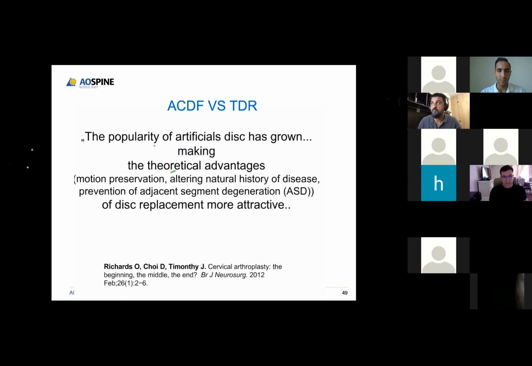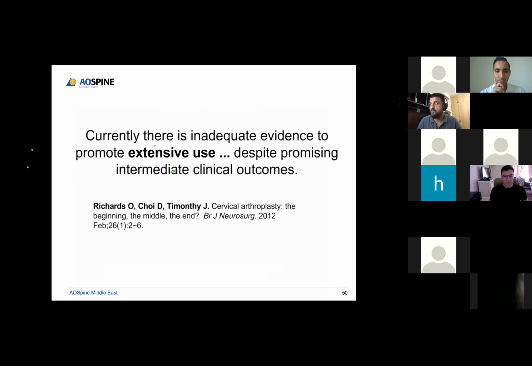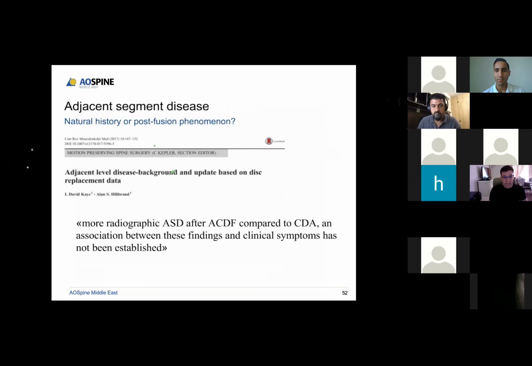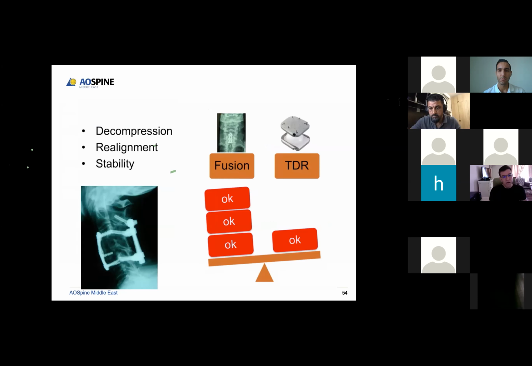Finally, ACDF versus TDR, this is a very hot topic to discuss, but I can just summarize that the original thinking, or the original excuse, for using the TDR is the possibility of adjacent segment degeneration that's shown in the literature more with ACDF than arthroplasty. But in fact it's more or less just a radiological finding, and these findings have no clinical symptoms and have not been established to correlate with the clinical outcomes. So I can say that fusion is the same.